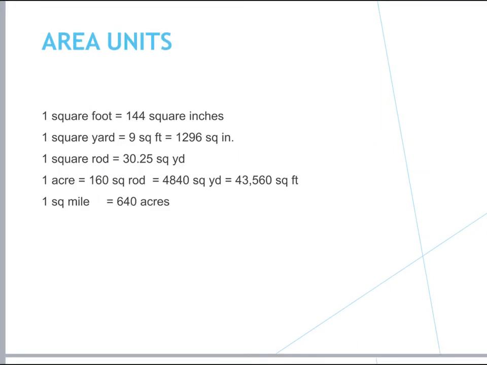So here are some area units for you. Going down, 1 square foot is equal to 144 square inches. 1 square yard is equal to 9 square feet, or 1,296 square inches. You can see that 1 acre is equal to 4,840 square yards, and you can see your 1 square mile. So there's some quick units for you to help you in your conversions.